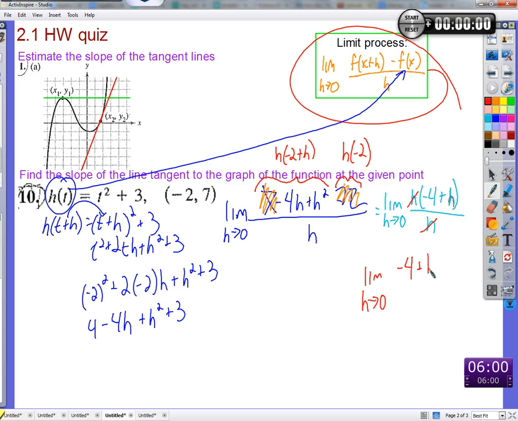Okay, plus h, and then we let h be 0. Now this is not going to cause any problems. Negative 4. Whew. It's a lot of work to find the number negative 4.